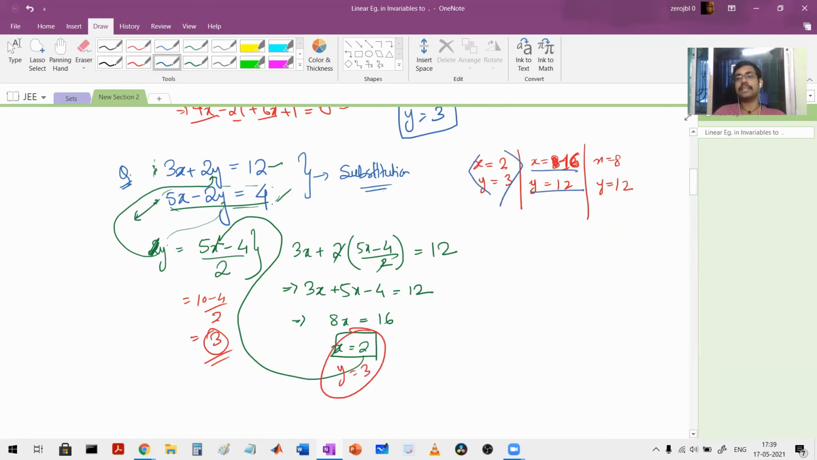Why won't the other answer be a solution? Because you put this value of x and y in any of the equations, it won't satisfy. If it satisfies even one equation, put it in the other equation and it won't satisfy. Similarly for x is equal to 8 and y is equal to 12. It may or may not satisfy even one equation. But both equations, it cannot satisfy. Are you getting my point?